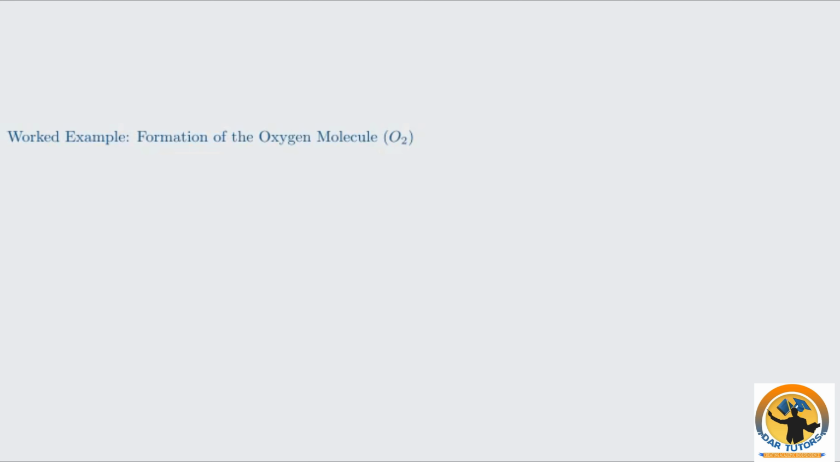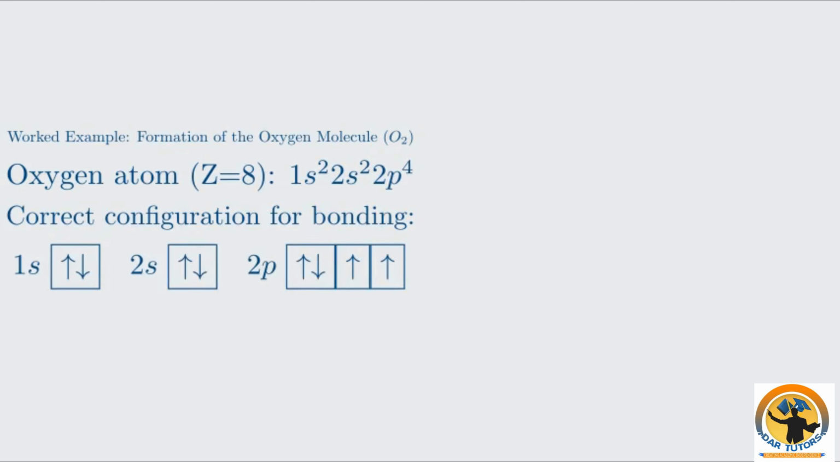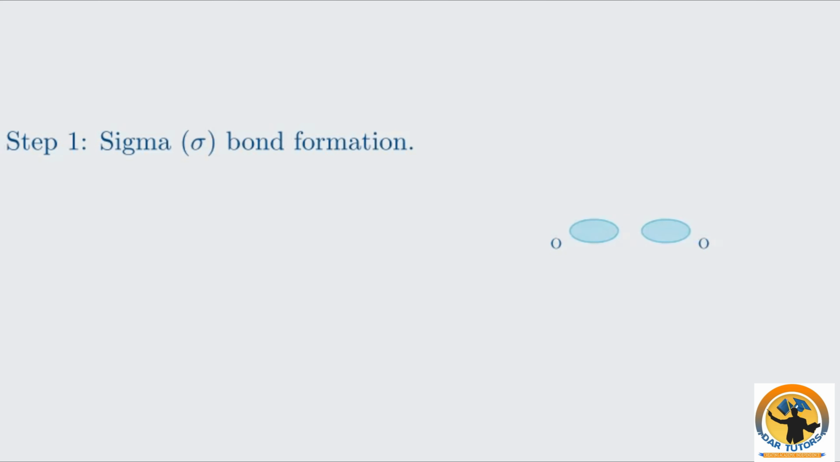First, we write the electron configuration for an oxygen atom. Oxygen has 8 electrons. Its configuration is 1s2, 2s2, 2p4. The valence electrons are in the 2s and 2p subshells. In the 2p subshell, 2 orbitals are half filled with 1 electron each. These are the orbitals that will participate in bonding. Now let's consider the bonding between 2 oxygen atoms. We have 2 oxygen atoms, each with 2 unpaired electrons in its p orbitals.